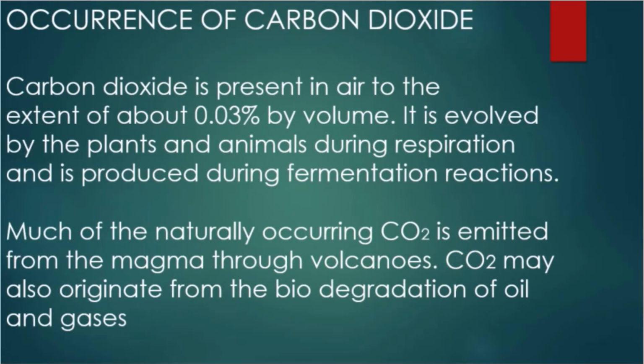Occurrence of carbon dioxide. Carbon dioxide is present in air to the extent of above 0.03% by volume. It is evolved by plants and animals during respiration and it is produced during fermentation reaction. Much of naturally occurring carbon dioxide is emitted from magma through volcanoes. Carbon dioxide may also originate from the biodegeneration of oil and gases.